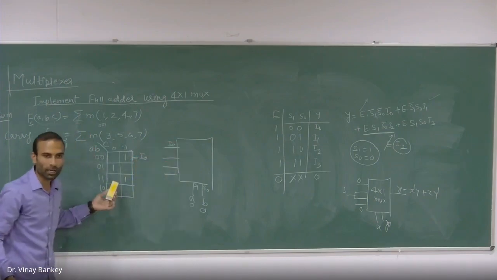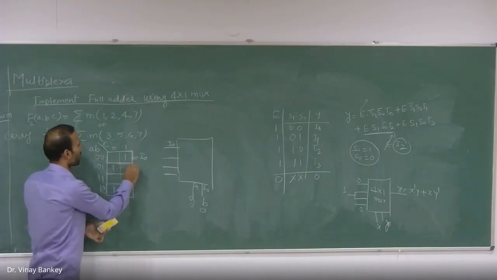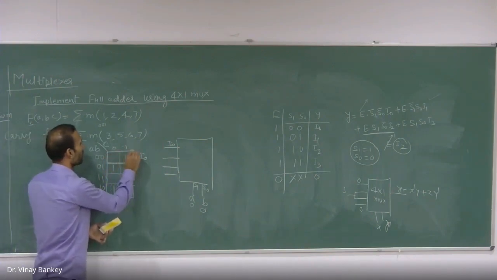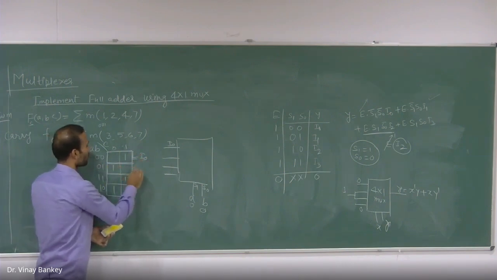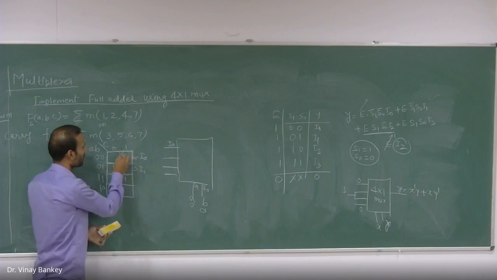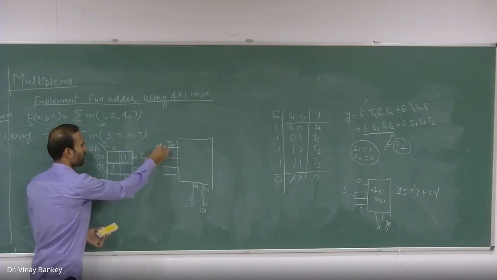We are not solving the K-map here. We already have the minterms. We want to generate some logic here. So this cell will give you the I0, and this cell will give you the I1. So here, what is the minterm here? And it is active for C. So this will be connected to C.